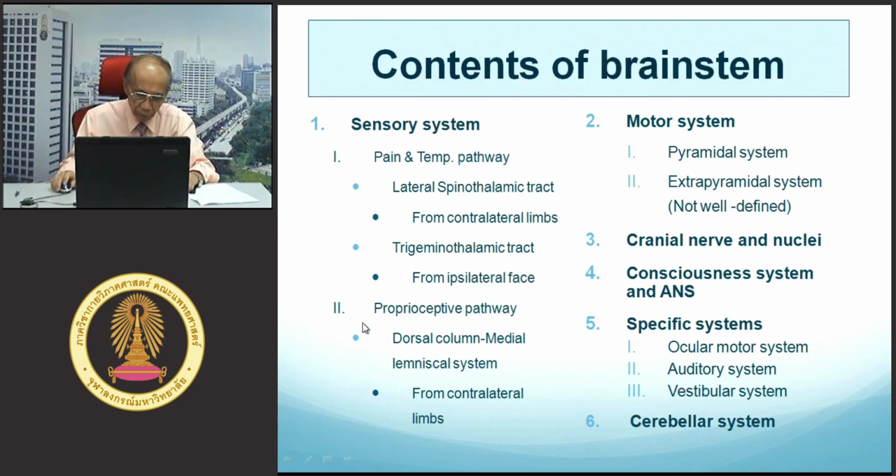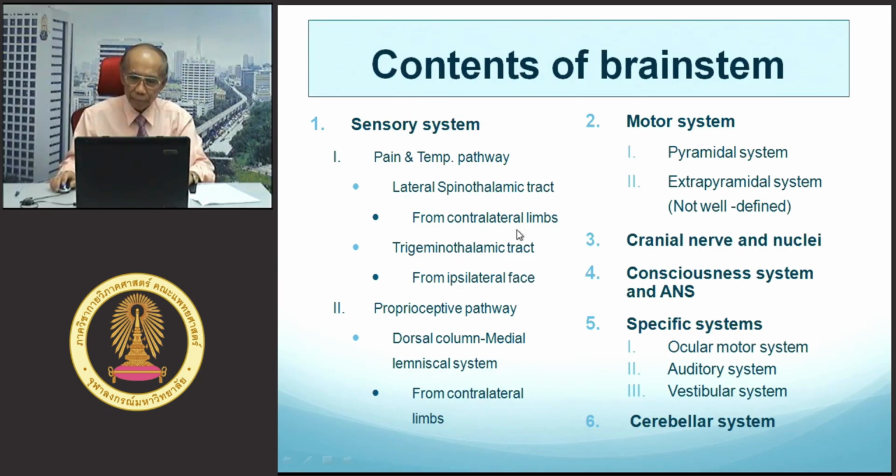Number 2 is the proprioceptive pathway, which includes the dorsal column medial lemniscus system, which is concerned with proprioception from the contralateral limbs. Number 3, the motor system, includes the pyramidal system and the extrapyramidal system, which is not well defined.